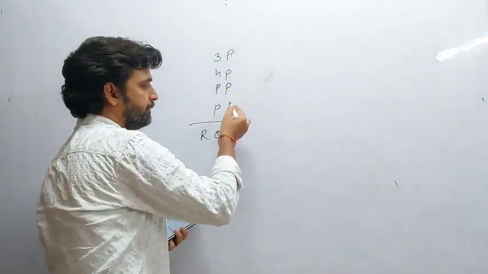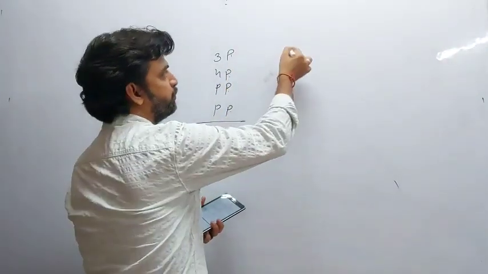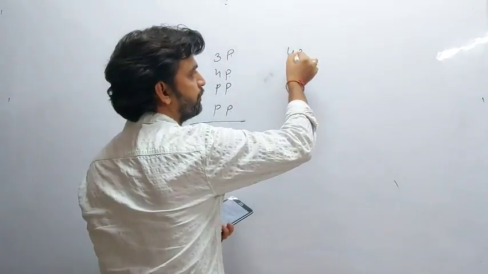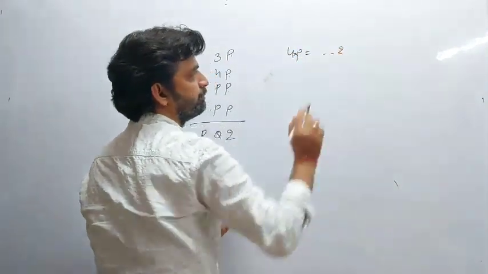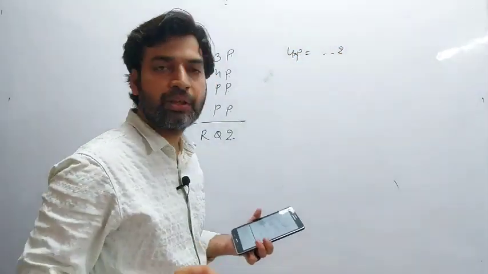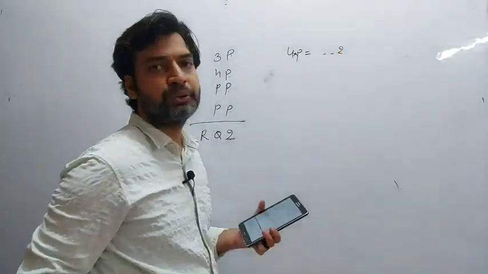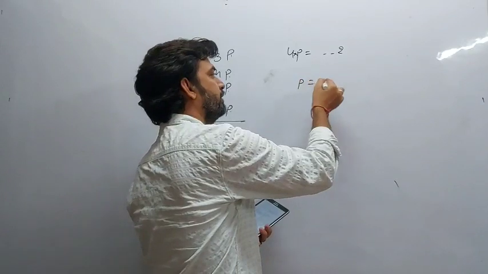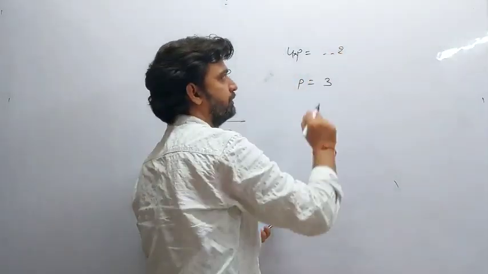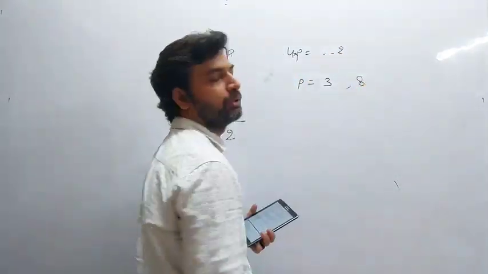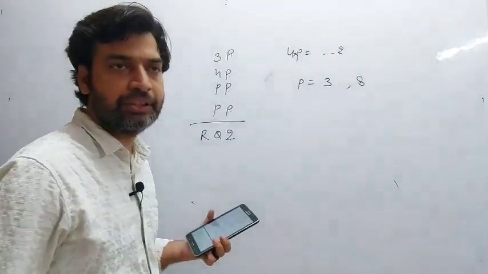So P, P, P, P, and you are getting 2 at the end. That means 4 into P is equal to a number ending in 2. So what is the possible value of P? Which number multiplied by 4 gives you a number ending in 2? P could be 3, because 4 threes are 12. And it could be 8 also, because 8 fours are 32.